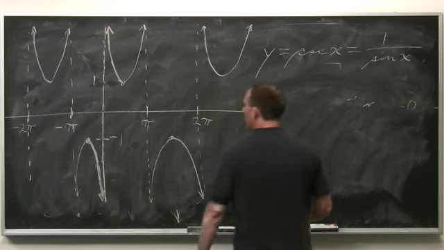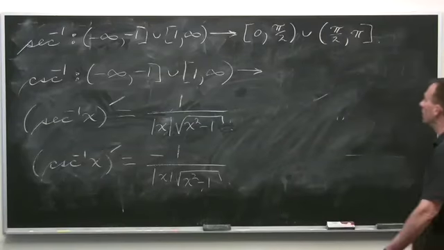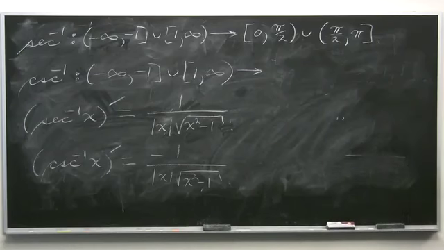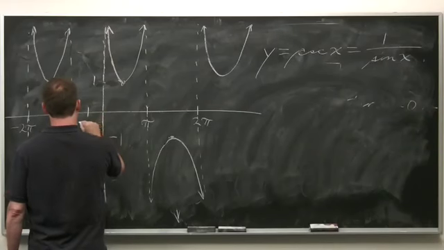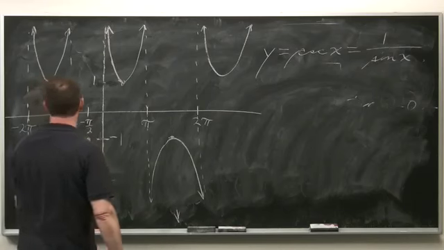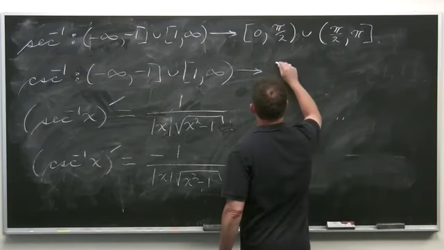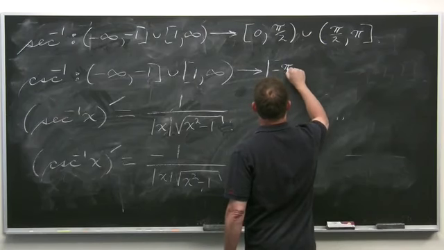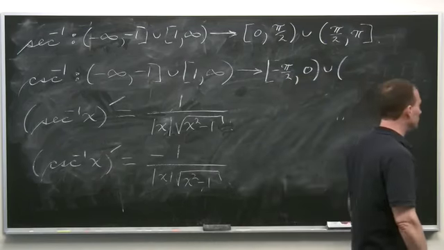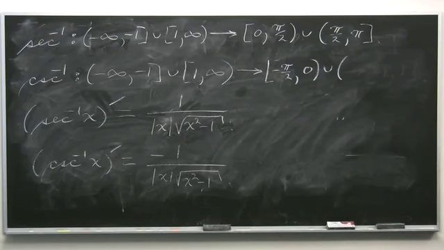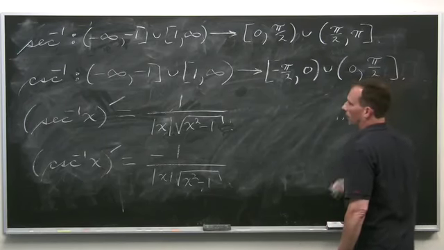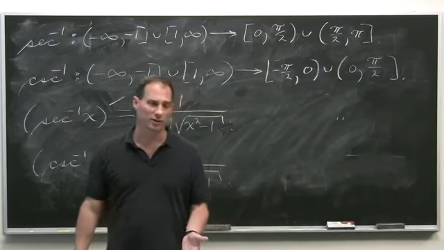Our inverse cosecant, its range will be angles between minus pi over 2 and 0, union 0 to pi over 2. All right. Those are the inverse trig functions.